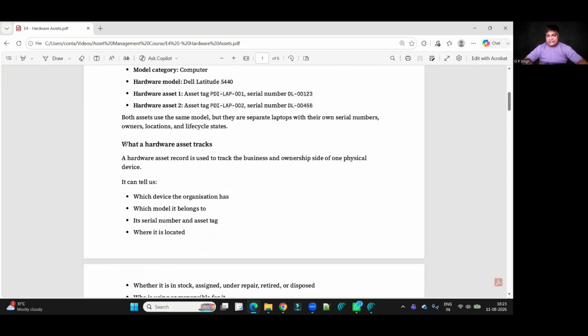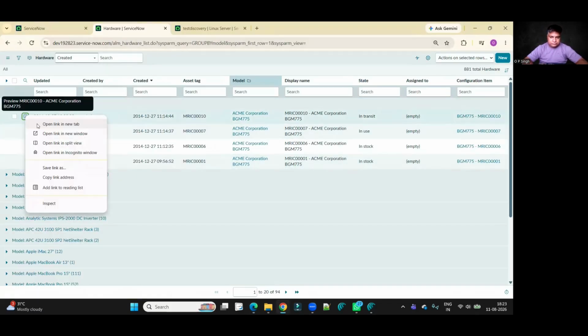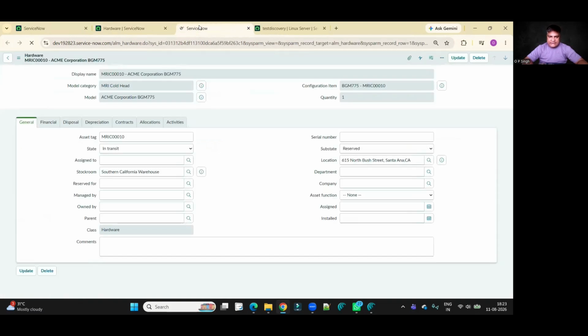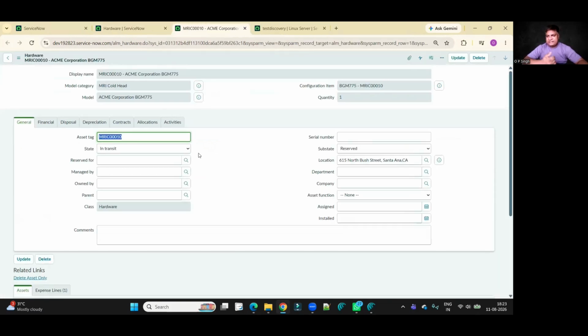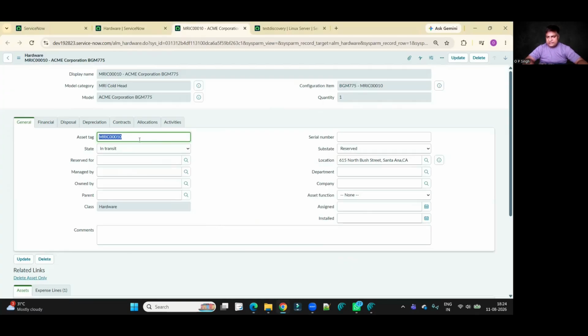Now, what does a hardware asset track? Very good thing. A hardware asset is a record used to track the business and ownership side of one physical device. Yes, if I open one of the assets here, what is it telling me? It is telling me the ownership. Ownership means to whom it is assigned, who is the owner of that particular device, that particular laptop or server, whatever. Okay. And the second thing is business. So it can tell us which device the organization has, which model it belongs to, its serial number and asset tag. So serial number, asset tag, this is the business information. Okay. So that we can track it properly.